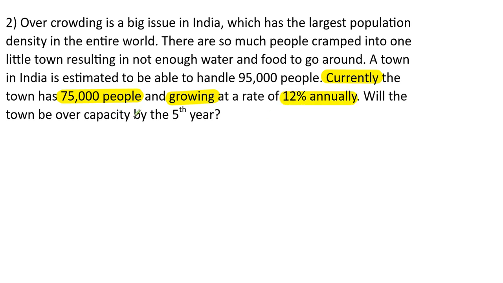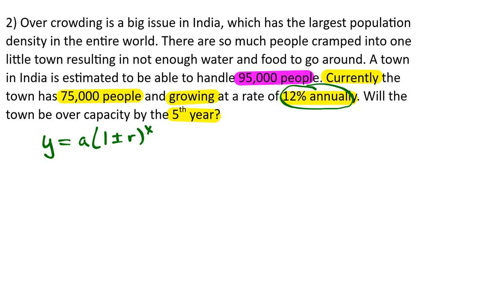Will the town be over capacity by the 5th year? Well, we need to find out how many people are going to be in the 5th year to even see if it's over capacity, which means over the 95,000 people. So again, since this does have a percentage in the problem, we are looking at something that's exponential. So we're going to use that exponential form of y equals a times the quantity of 1 plus or minus r to the x power.